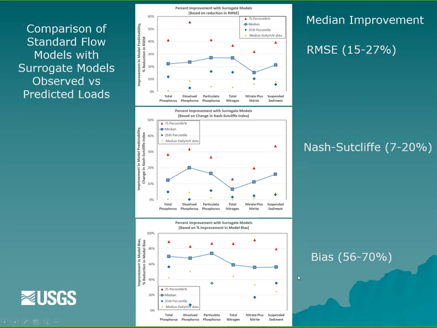The bias, which was one of the big criticisms that we had for the regression approach, you can see we're really reducing that bias tremendously. And on a median value, it's somewhere between 55 and 75% reduction in that bias. So we're thinking that we're getting much better loads as we're going through using the surrogate regression approach.